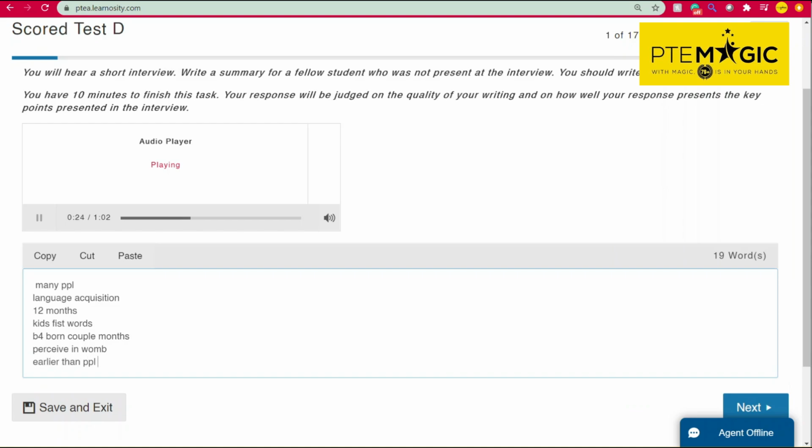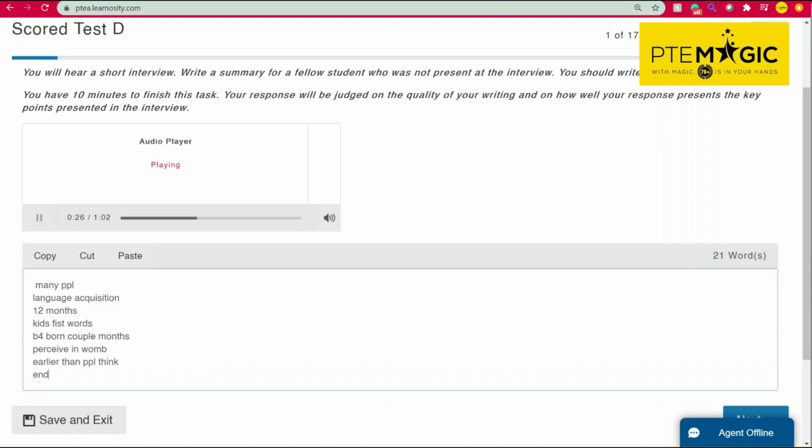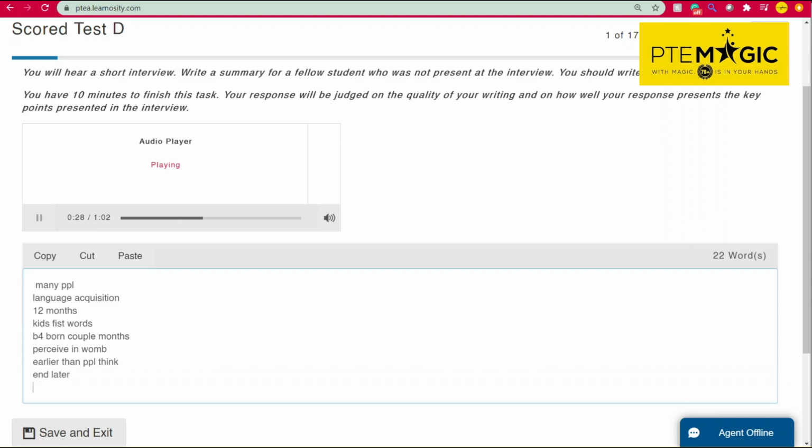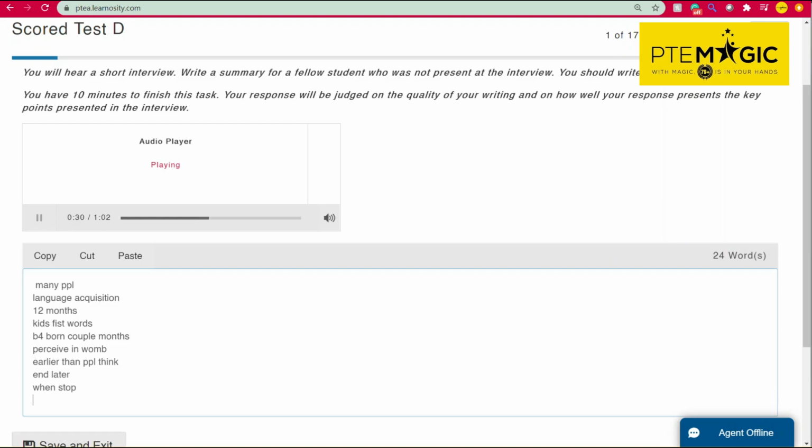And it also ends later than most people think. When does child language acquisition stop? Well, in a sense, you know, we're all children. We stay being children all our lives. There's no obvious end point.